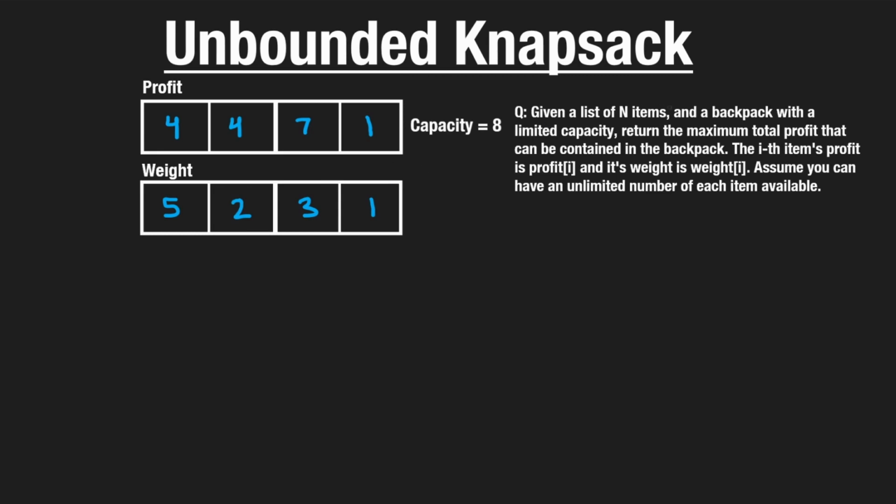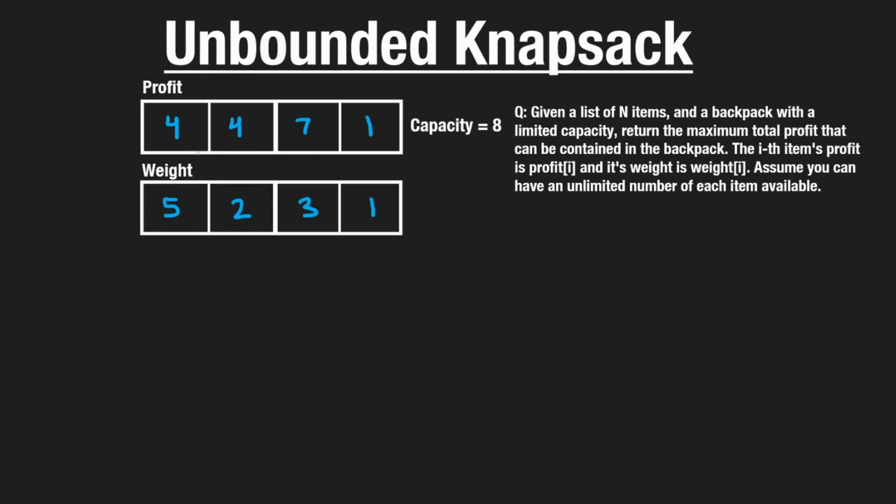So once again, we're given a list of items and a backpack with some limited capacity. These are our items, of course. This item has a profit of 4, a weight of 5. Again, we're trying to maximize the total profit that can be contained in our backpack that has a fixed capacity. But in this case, we actually have an unlimited quantity of each item.